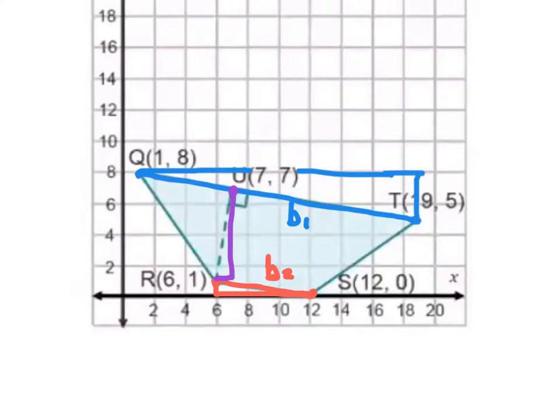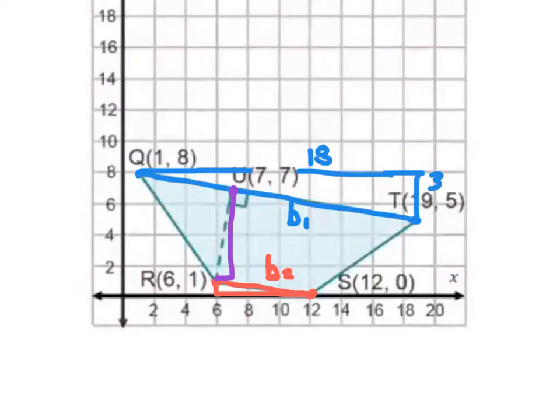From Q to T, my horizontal distance goes from 1 to 19, and the difference between 1 and 19 is a length of 18. Then this vertical distance goes from a y value of 5 to a y value of 8, so that length is 3. So that's a 3 by 18 triangle.